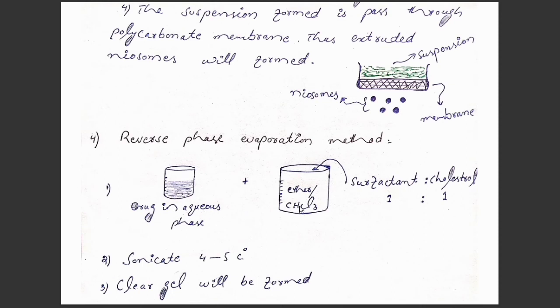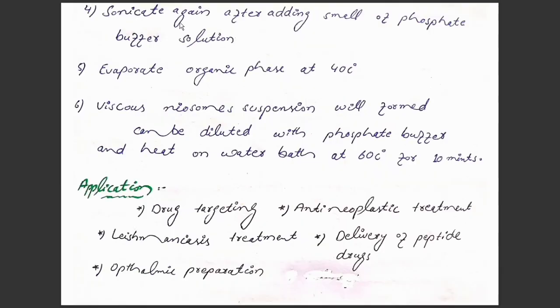After this we will add both the solutions and we will sonicate at 4 to 5 degrees centigrade. Sonication is a process in which we use sound waves to agitate or to mix the particles or to mix the solution. So after sonication, a clear gel will be formed. To that gel we will add a small amount of phosphate buffer solution, then we will again sonicate.